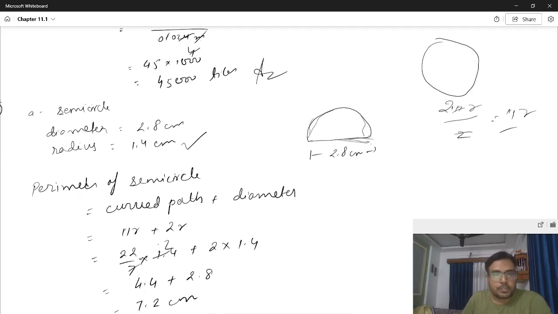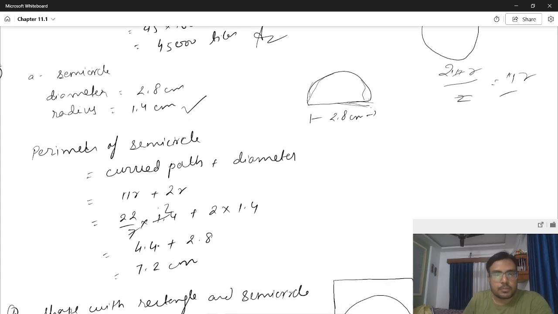So the value of pi is 22 by 7 into 1.4, this is the radius, plus 2 into radius. 4.4 plus 2.8, 7.2 centimeter. This is the perimeter of this semicircle. So for this, the ant has to cover a distance of 7.2 centimeter.